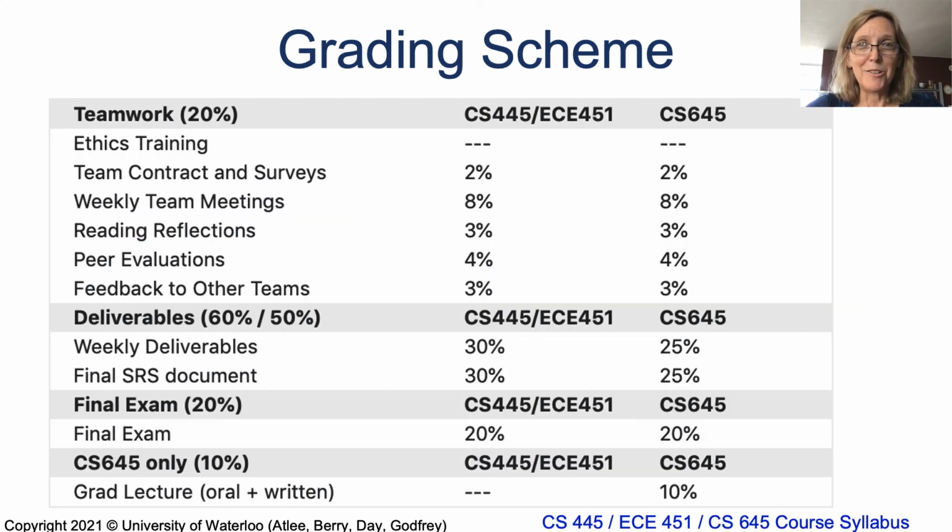Okay, I'm running out of time, so here is a quick look at the marking scheme. 20% of the marks in the course are related to teamwork activities. These are either participation marks or are related to team bonding or team performance activities. The weekly deliverables and the final SRS make up 50% of your course mark. There will be a final exam that is worth 20%. This will be an online exam distributed through Learn. And then there is the grad lecture, right? The recorded lecture and the written report that together are worth 10% of your mark.